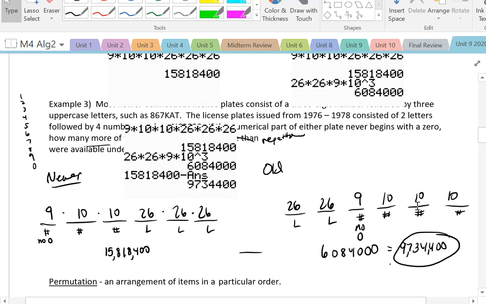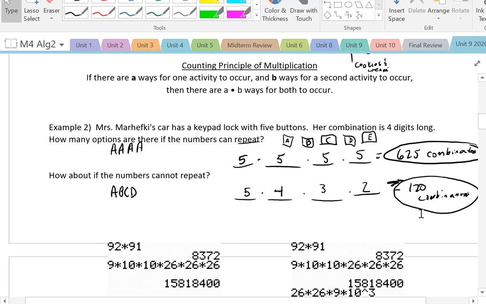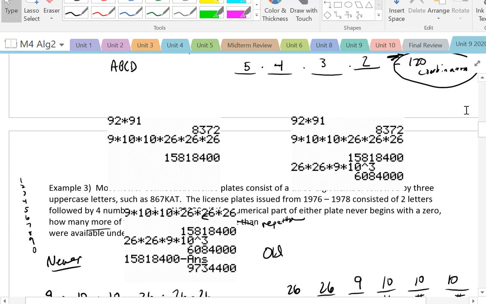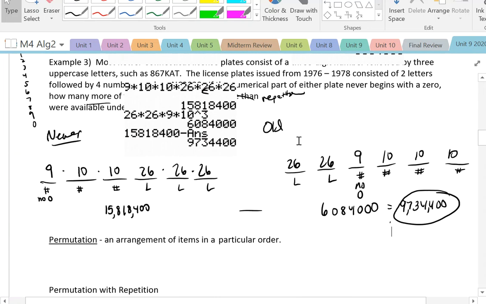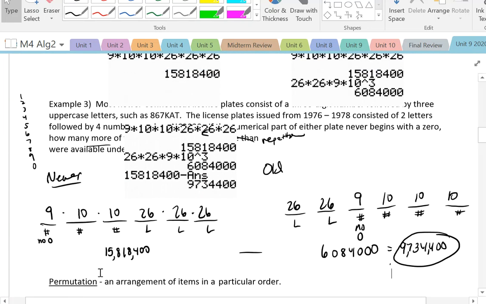So both of these examples, my keypad lock on my car and the license plate example, are called permutations. Permutations are an arrangement of items in a particular order. So the keypad is a permutation because it has to be pressed in the correct order. If my passcode is ABCD and you type in DABC, even though it has the right letters, it's not going to count, it's not going to open the door. So the order that I type them in matters.